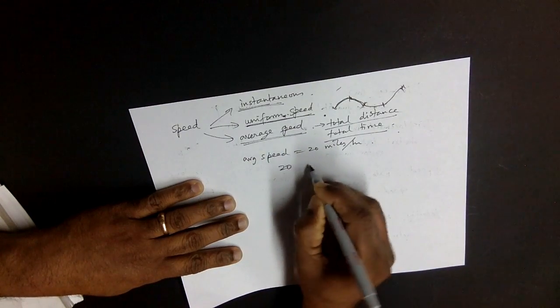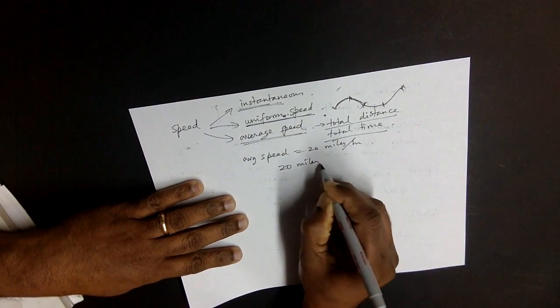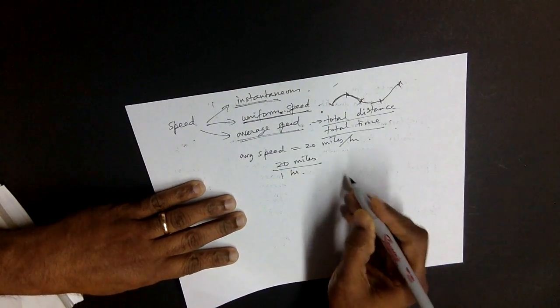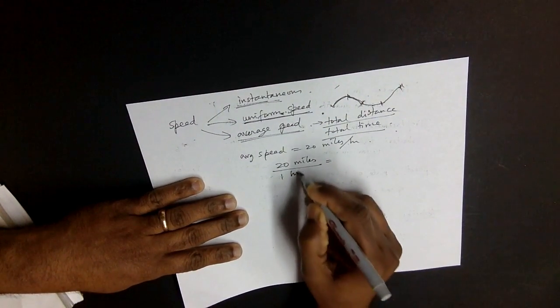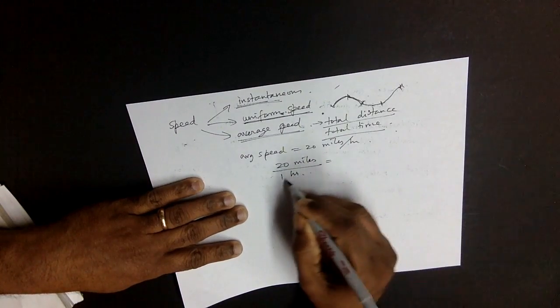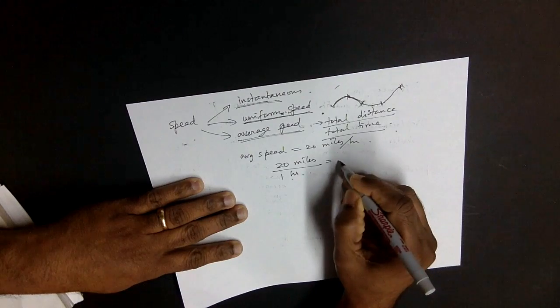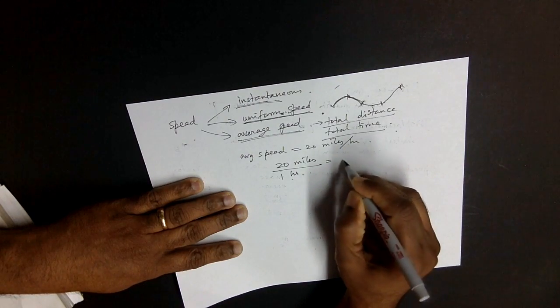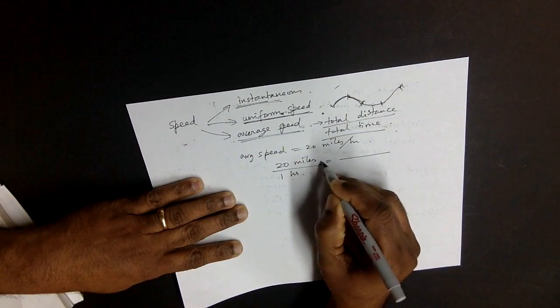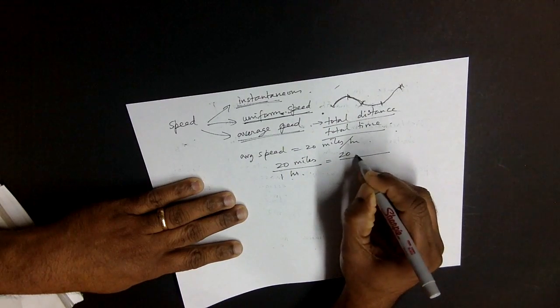What do you mean by 20 miles per hour? It is 20 miles divided by 1 hour. And how do you convert this to units that you are familiar of? So 20 miles per hour, you have to change miles to kilometers. 1 mile is 1.6 kilometers.